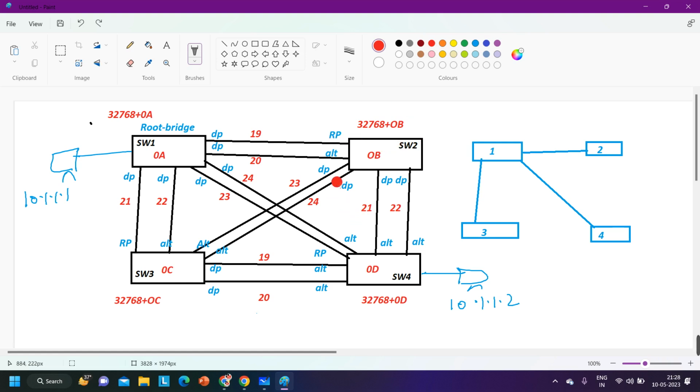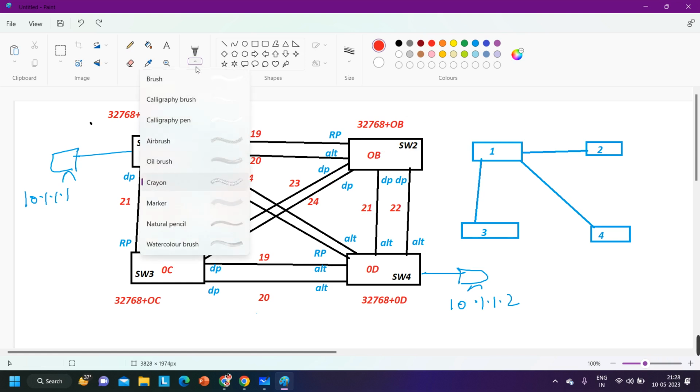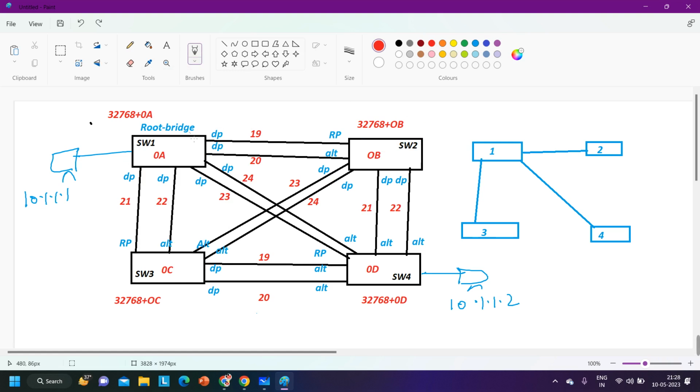Sir, then we can use two different VLANs. Not a different VLAN, I am telling you only a single VLAN. If we configure priority 0, then switch 2 will become root bridge. Here if you set priority 0, then what will happen? This switch will become root bridge. All ports will become DP.